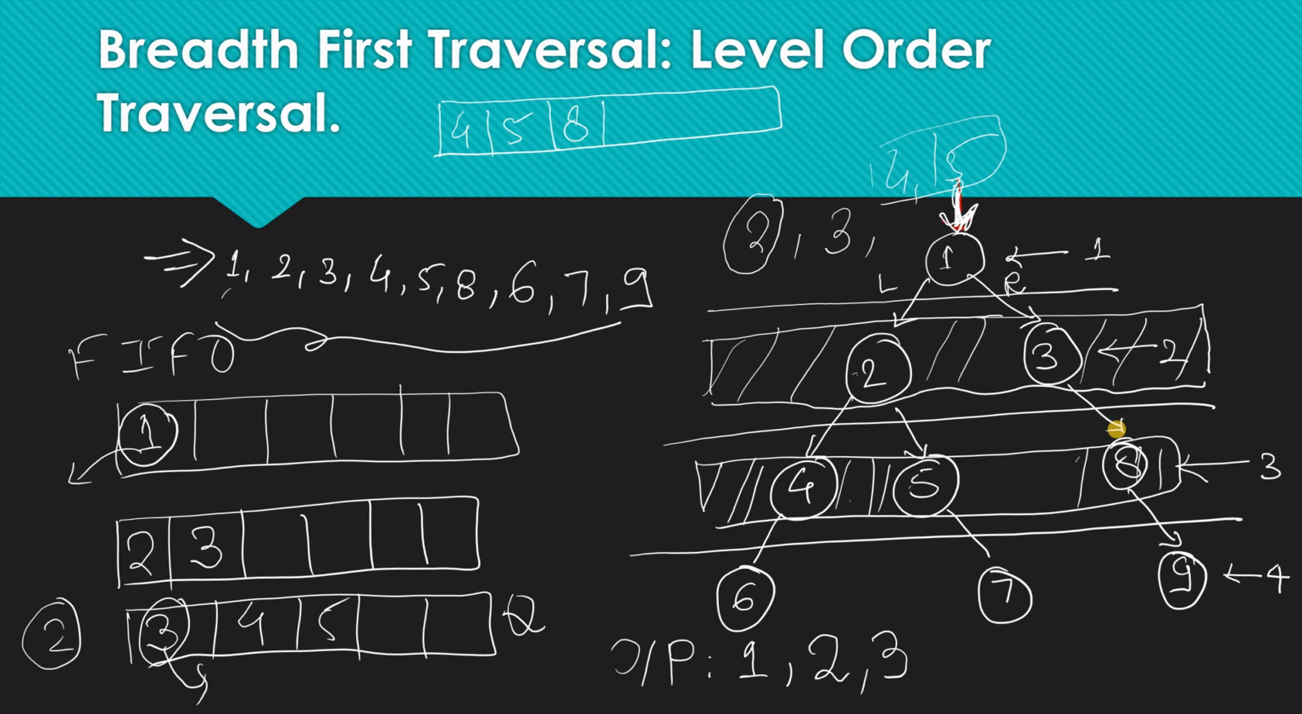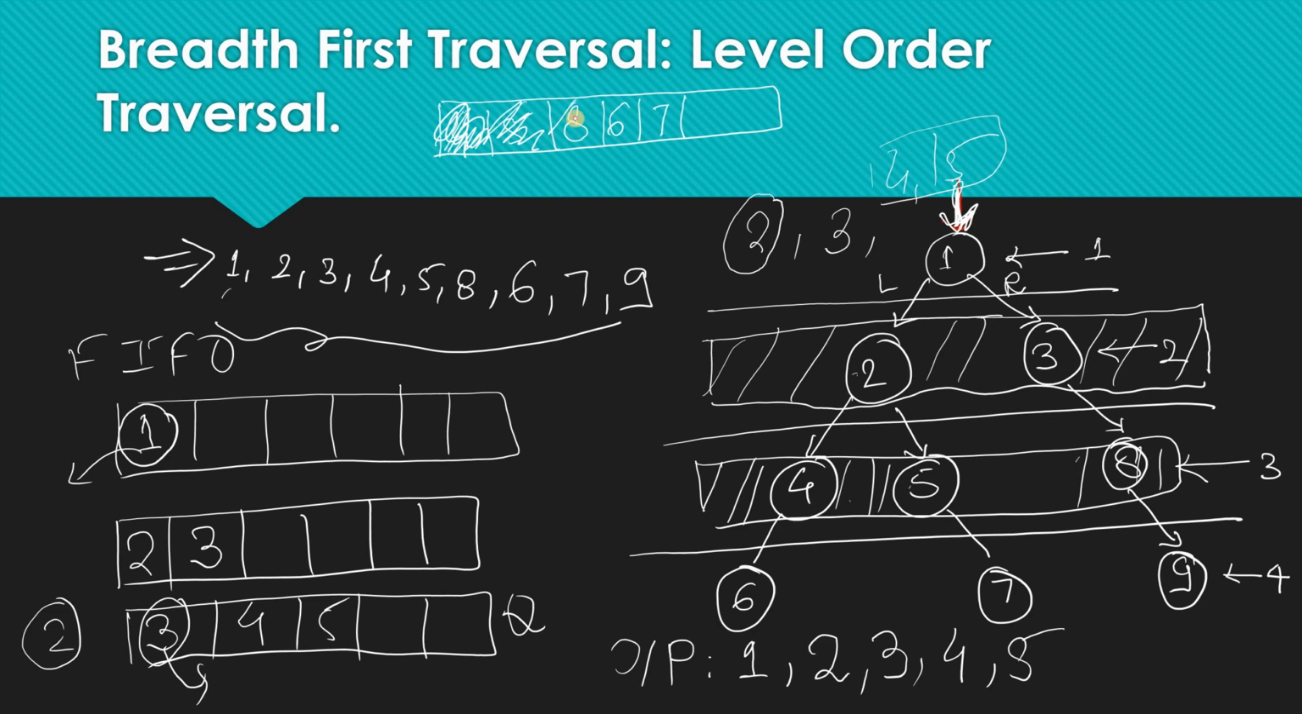Okay, now what we'll do, we will take out again the front element, which is 4. So we'll take out 4, we'll print 4 and we'll insert the children of 4 into the queue, which is only 6. So we'll insert 6. Then next, again what we'll do, we'll take out the first element, which is 5. We'll print 5 and we'll insert the children of the 5 into the queue, which is 7.